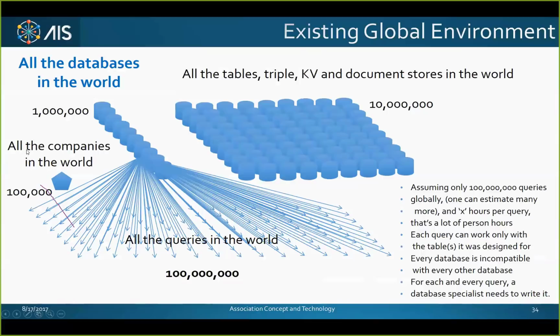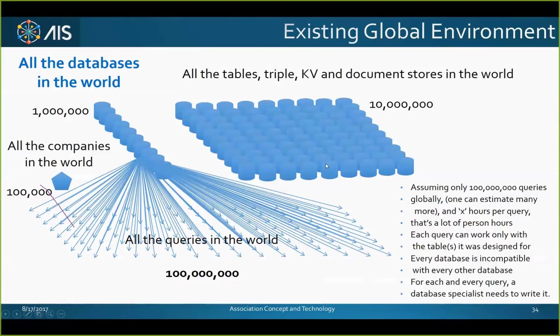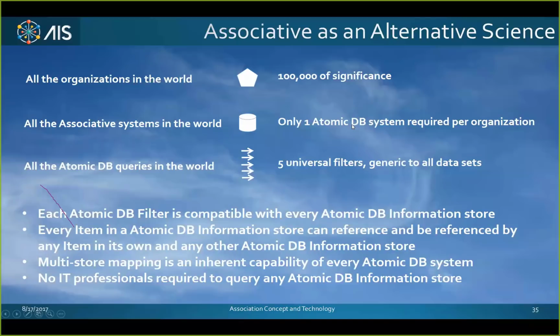And then 10 queries per table, you're talking about 100 million queries. Okay, as opposed to that, one system will handle one for each organization, only one atomic system required, and only 5 universal filters will replace these 100 million queries and these tables.